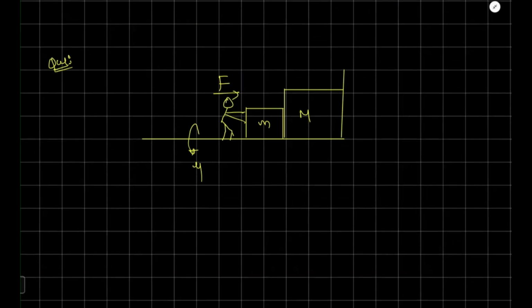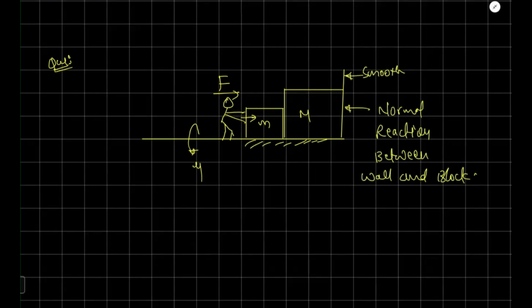You have been given a question. In this question, this man is applying force F on this block. So what you have to find now? This surface is rough and this surface is smooth. You have to find the normal reaction between the wall and block capital M, and this F is much larger than the friction force of both the blocks. Then what we are assuming is, whatever the friction force is, this F is going to be larger than that value. So you have to find the normal reaction between the wall and the block.